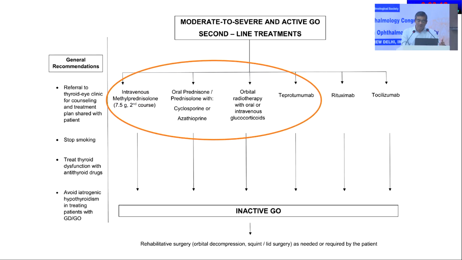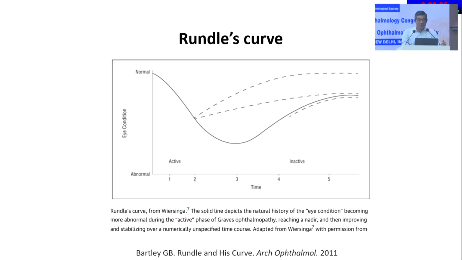So there is more experience at AIIMS with rituximab than tocilizumab. As a second line therapy, this is what we prefer if the patient is not responsive to IV glucocorticoids. We all know from the Rundle curves that a patient can have a spontaneous recovery over time, but it can result in significant residual damage.